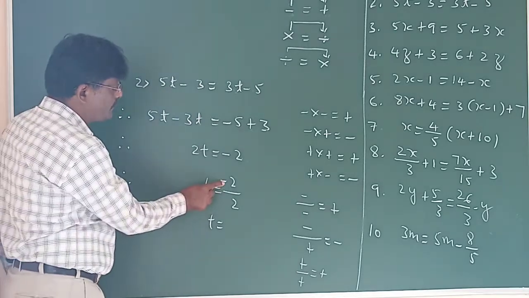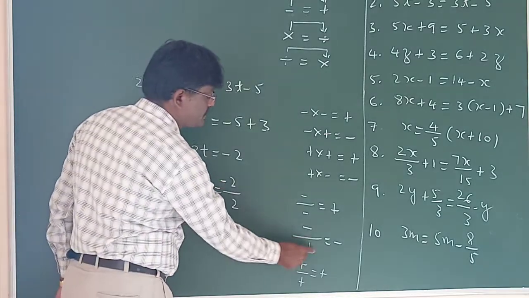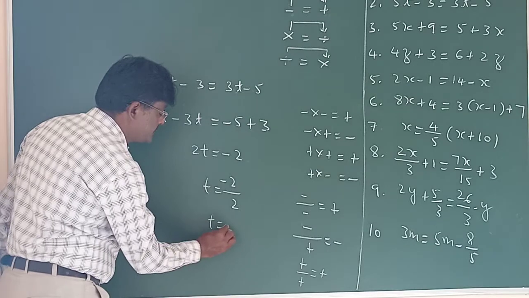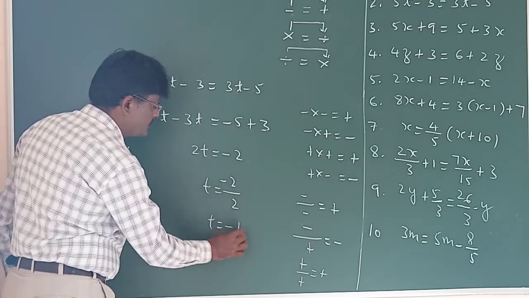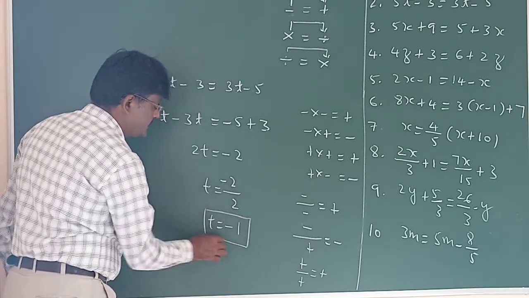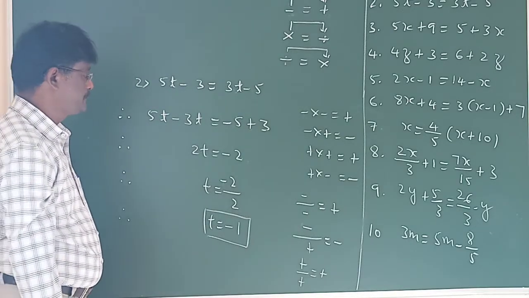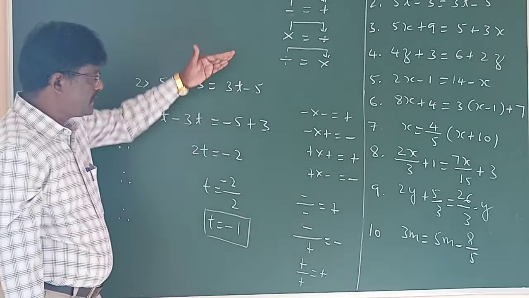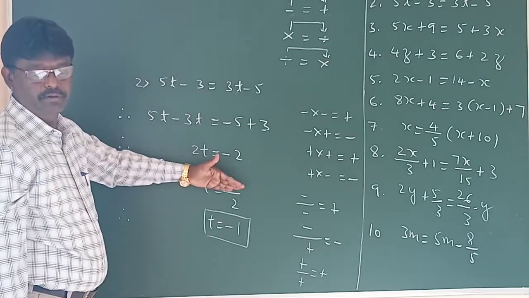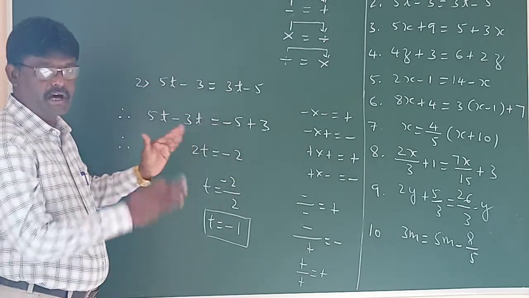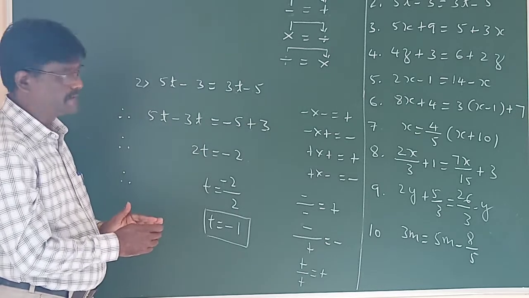Therefore, now minus by plus. What is the product of the signs? It is minus. 2 by 2 equal 1. So thus t equal to minus 1. Now let us verify this, because in each problem, after getting the solution, we are asked to check the result.